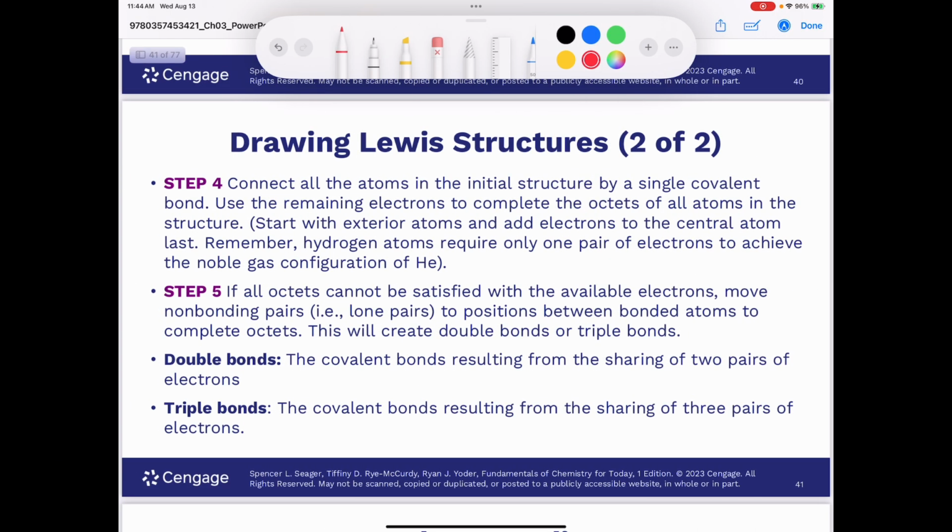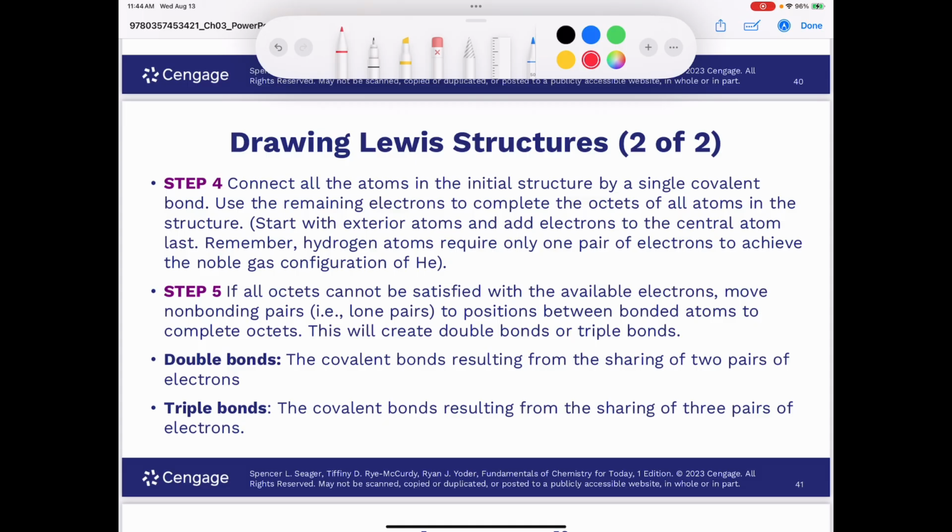All right, step 4, connect all the atoms in the initial structure by single covalent bonds. Use the remaining electrons to complete the octets of all atoms in the structure. Start with exterior atoms and add electrons to the central atom last. Remember, hydrogen atoms require only 1 pair of electrons to achieve the noble gas configuration of helium.